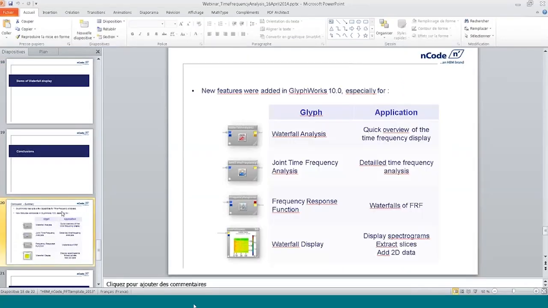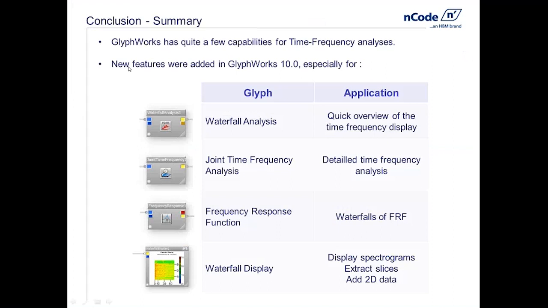Right, some conclusions. So GlyphWorks, I think, has quite a few capabilities for time frequency analysis, and we're constantly adding new features. And at this release, version 10, we added quite a few interesting ones, especially to do with time frequency analysis. We presented this waterfall analysis glyph, which has been enhanced to allow time frequency analysis, and this can be used for a quick overview. As you could tell, it's very fast, very quick to get a fast overview of what's going on. Now, if you want to go more into detail, use the joint time frequency analysis.